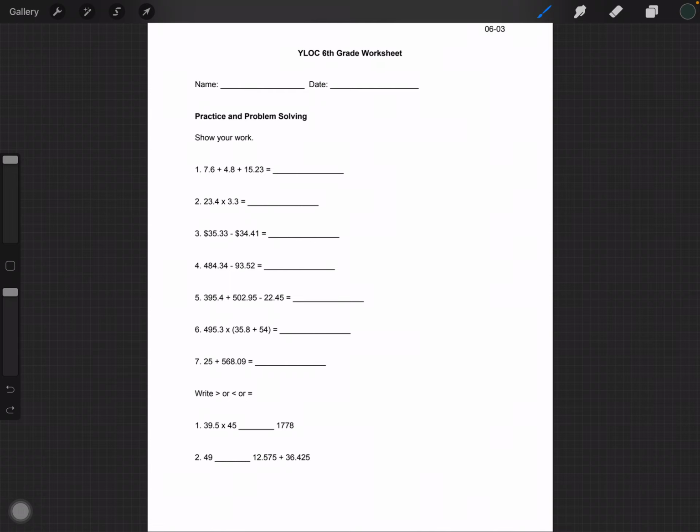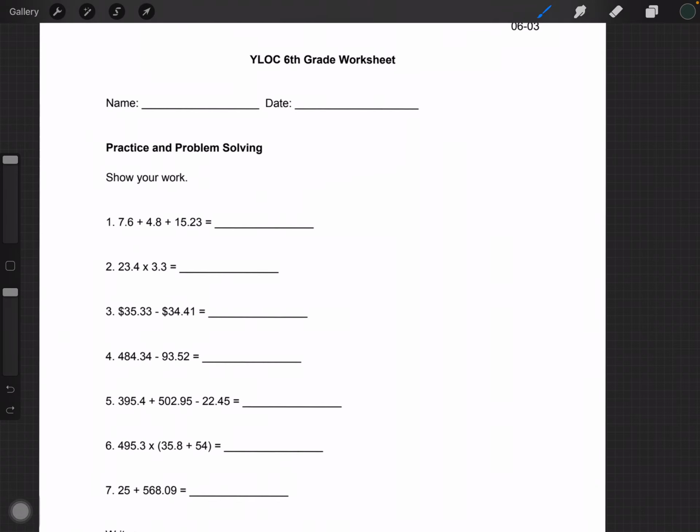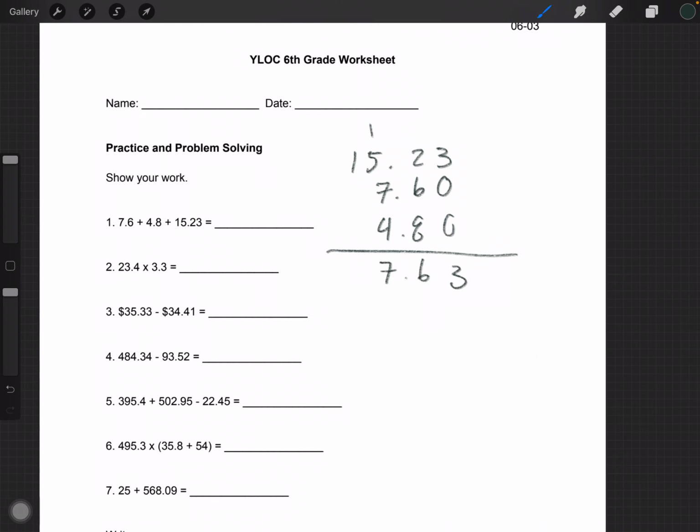So the first worksheet that you should have gotten has practice of problem solving with decimals. So let's go ahead and do number 1, which is 7.6, add 4.8, and also 15.23. So you want to make sure to line up the decimal points all the way through and add zeros where they are absent. So 3 plus 0 is 3. This is 16, with the 1 up here, and you get 17, and that becomes 27.63.